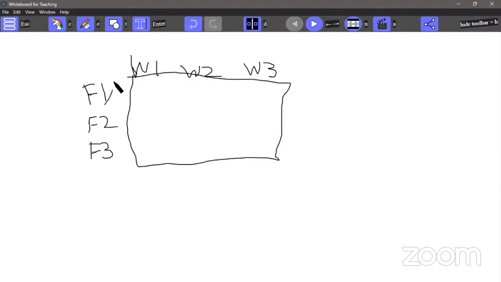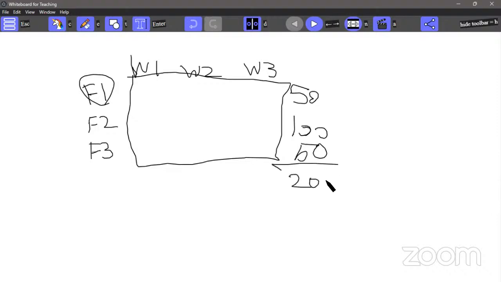Factory one's supply is say 50 units. Factory two's supply is 100 units. So in factory two, we are manufacturing 100 units. In factory one, we are manufacturing 50 units, and in factory three, we are manufacturing say 50 units. So now the total supply is 200 units.